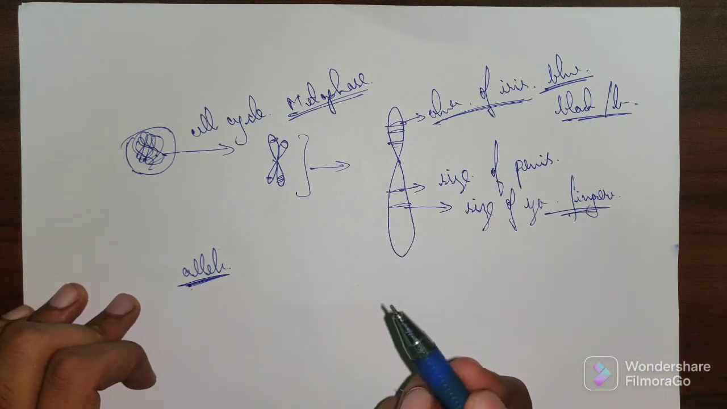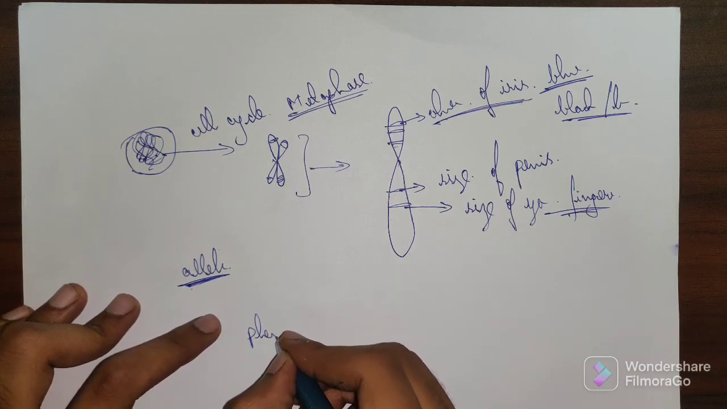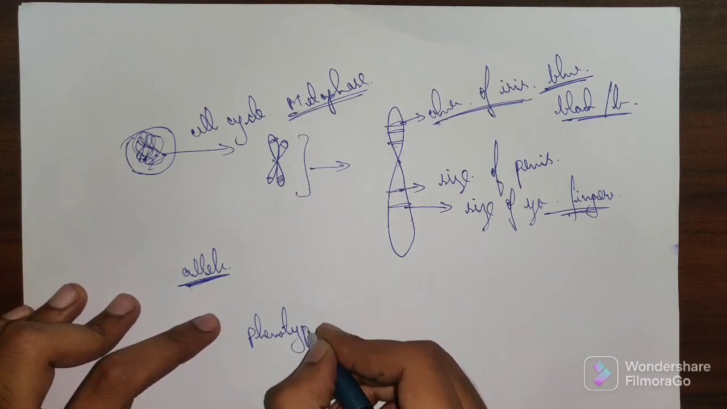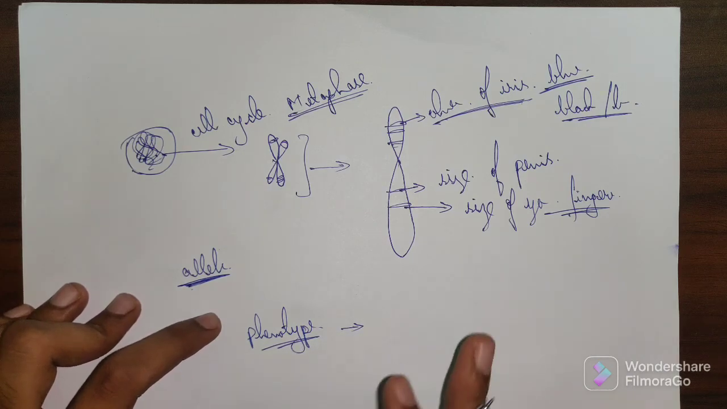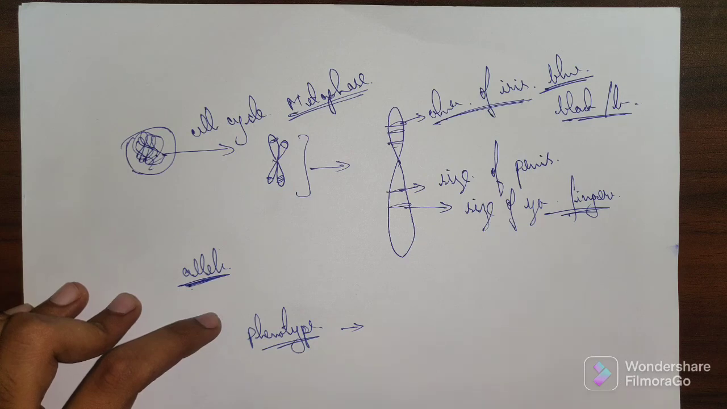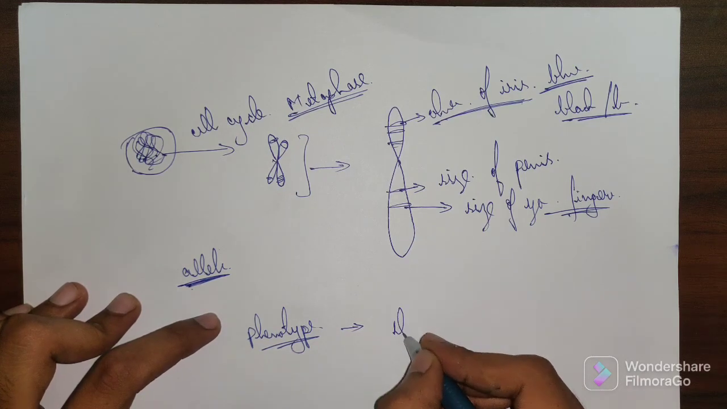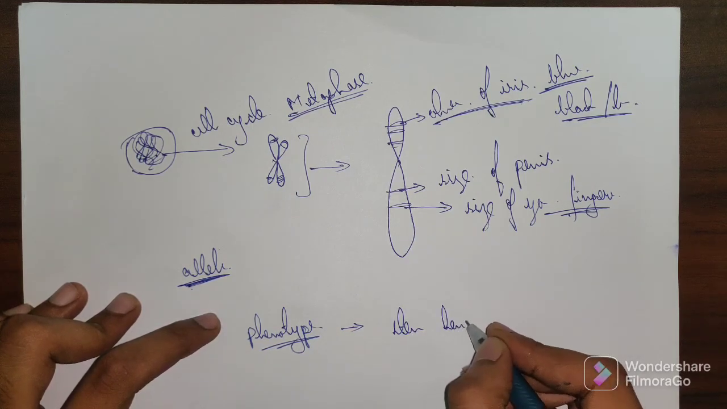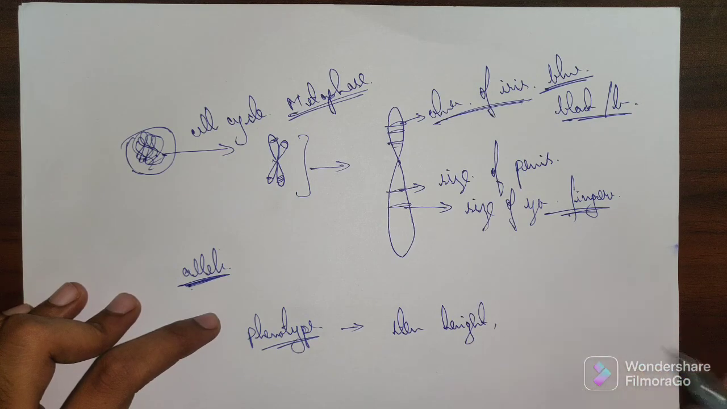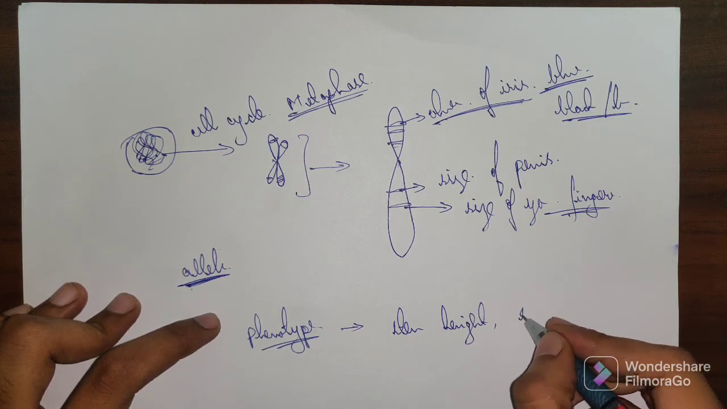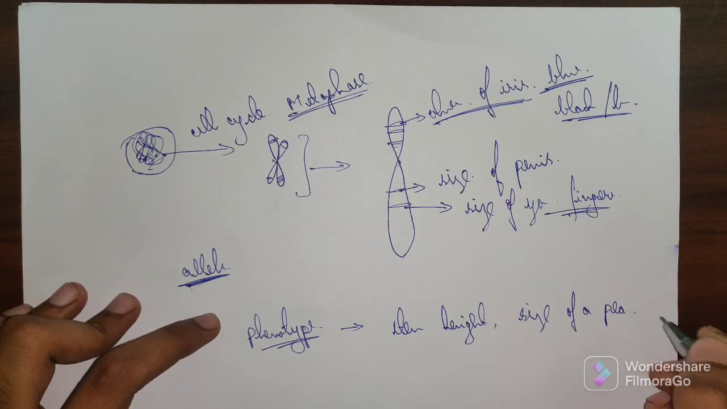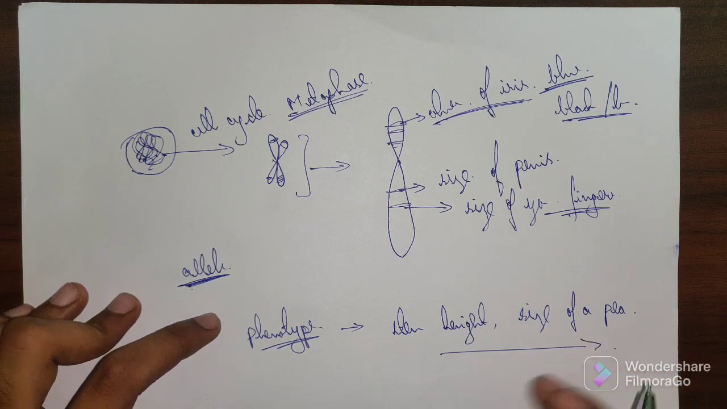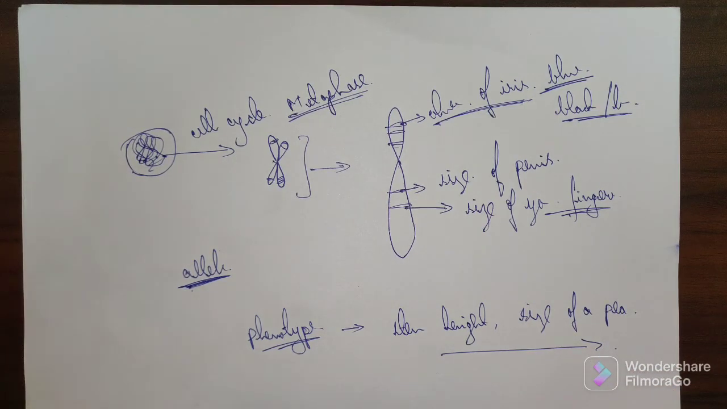The next would be phenotype. Phenotype is the visible physical character of any organism, maybe stem height, maybe the size of pea, and so on. It may be anything. That is, the phenotype is the visible physical character of any organism.